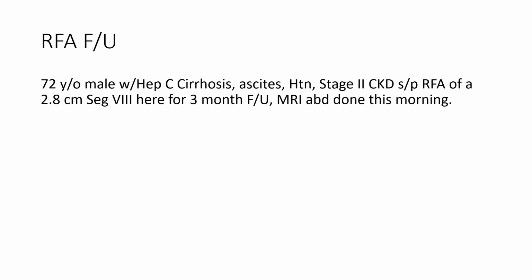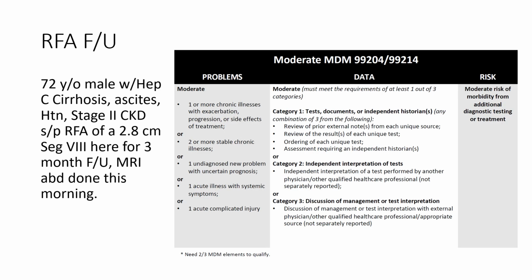Here's an example of follow-up. So typical RFA follow-up, I'll see them after they get their MRI imaging at 3 months. So 72-year-old male, hep C cirrhosis, ascites, hypertension, stage 2 CKD, status post RFA of a 2.8 centimeter segment 8 HCC, here for a 3-month follow-up. MRI abdomen done this morning. Again, it's going to be a 99214 all day.